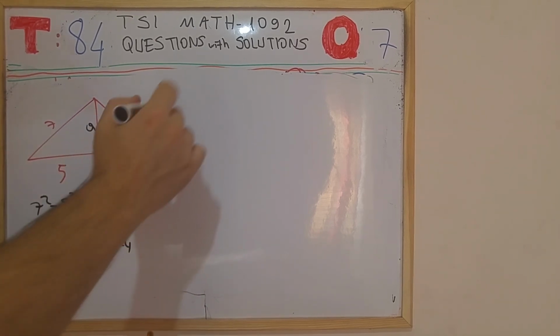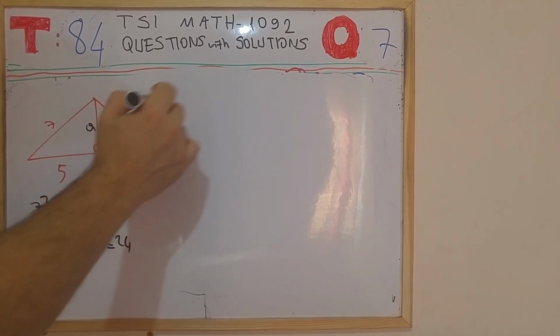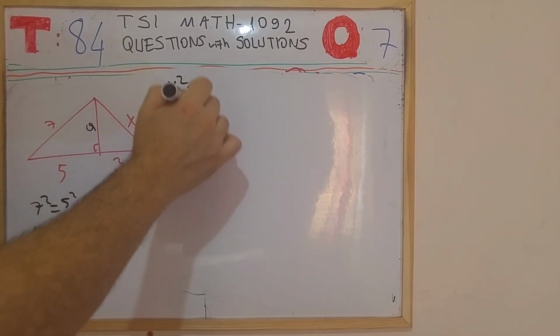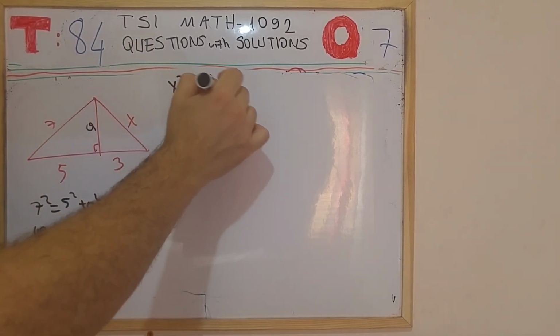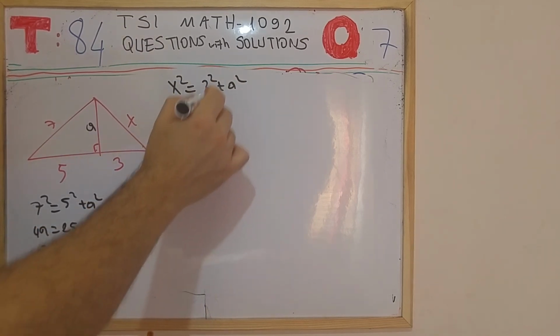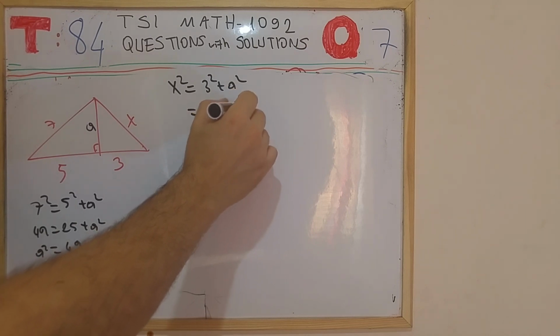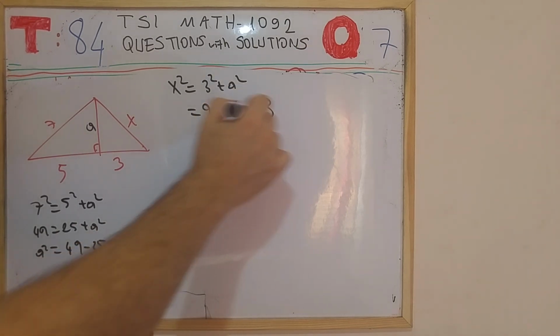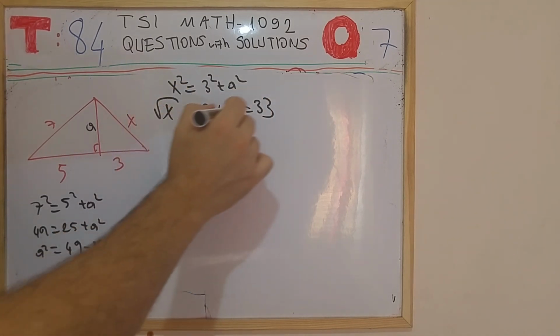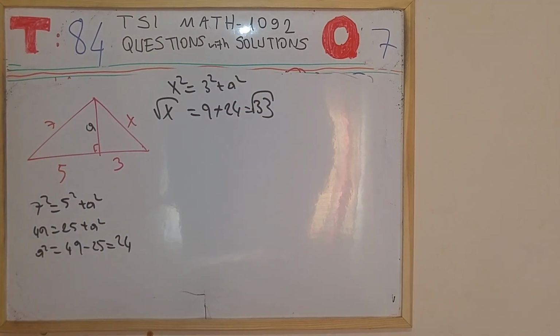Now here, this hypotenuse now it's the second part. The hypotenuse is x, so x square is equal to 3 square plus a square, which is equal to 9 plus a square I had already found as 24. That is equal to 33. And x is equal to the square root of this number, which is equal to square root of 33.